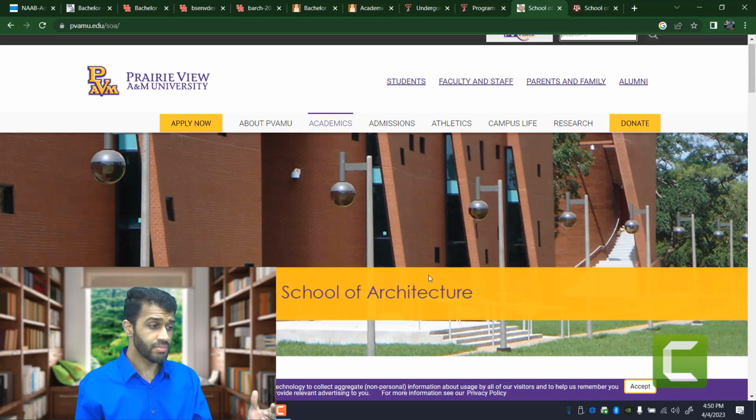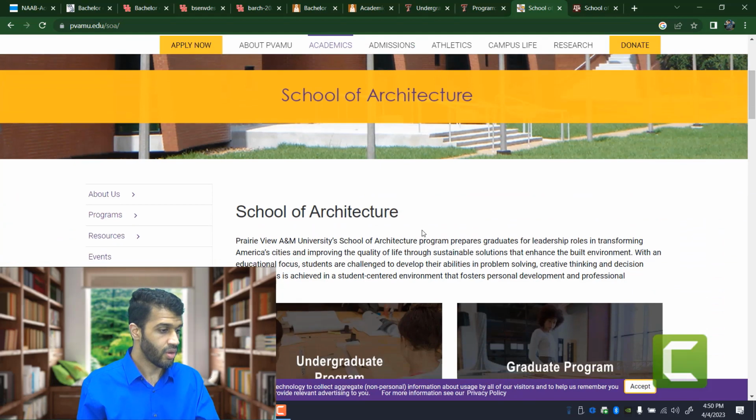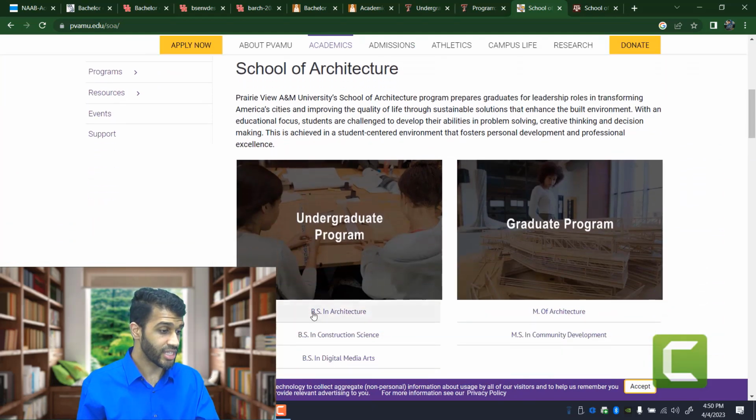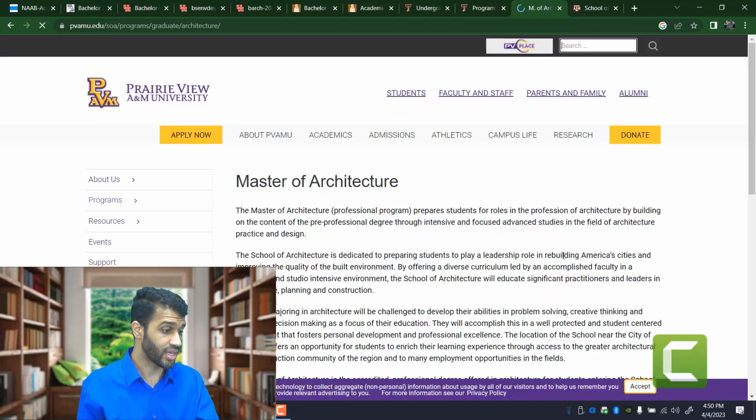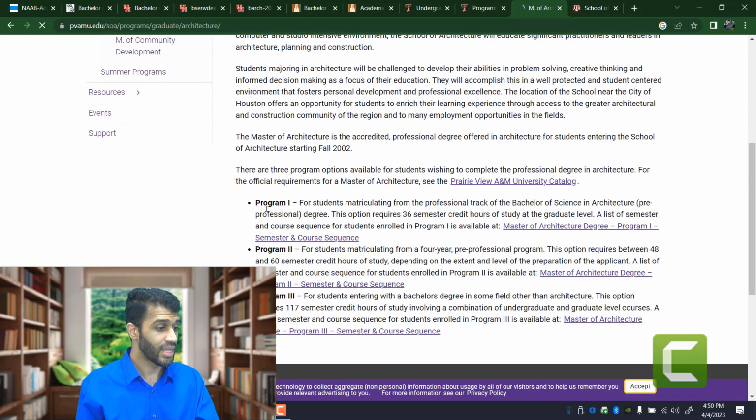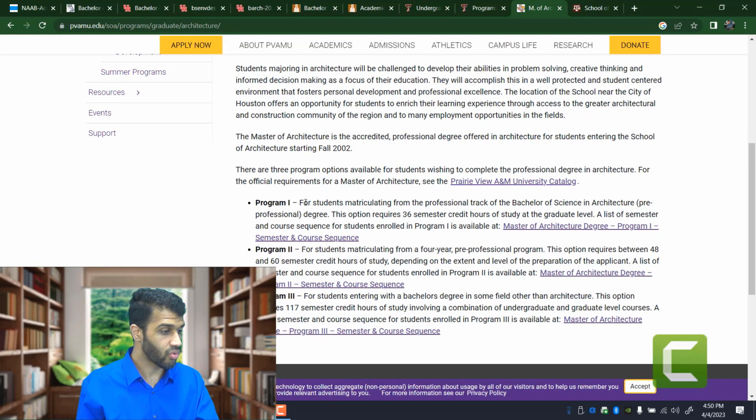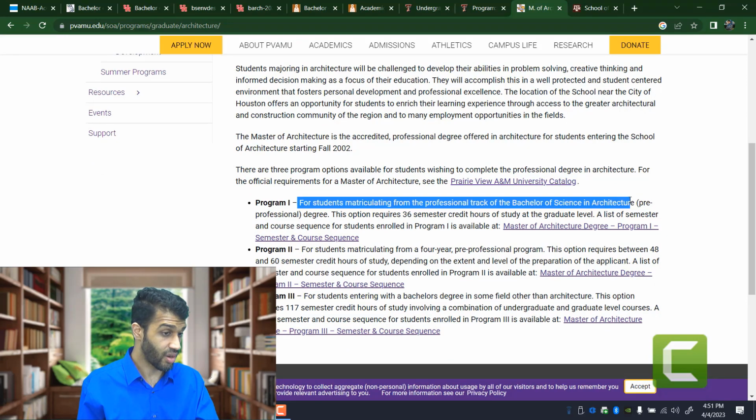Now, when it comes to Prairie View A&M, another solid architecture school, we're looking at an undergraduate program. Again, notice that this says BS in architecture. That's not a NAAB accredited program, but they do offer a Master of Architecture, and I'm going to click on that just to show you that this is a NAAB accredited program.